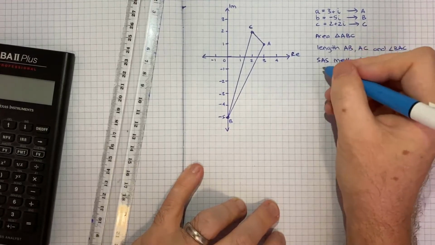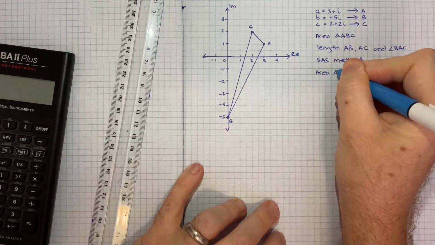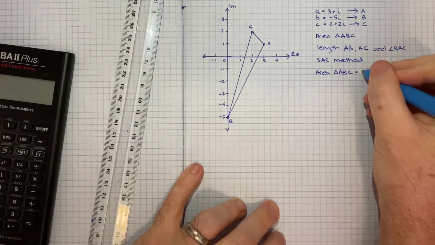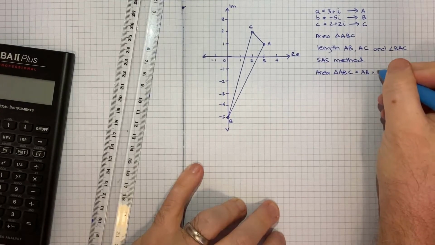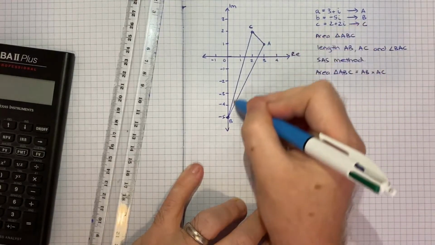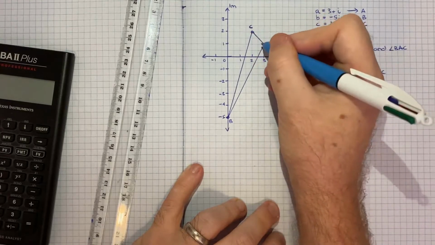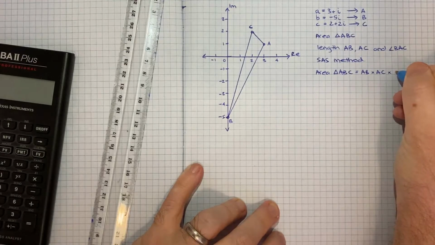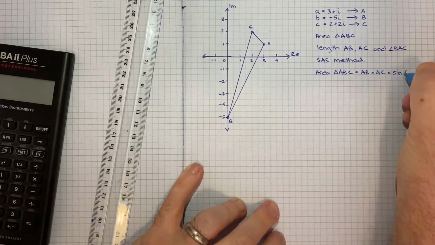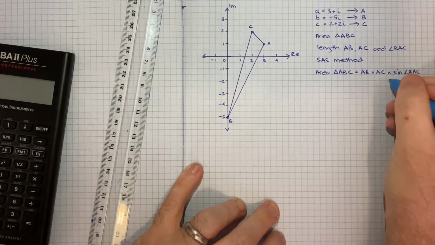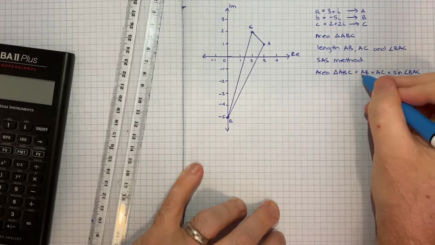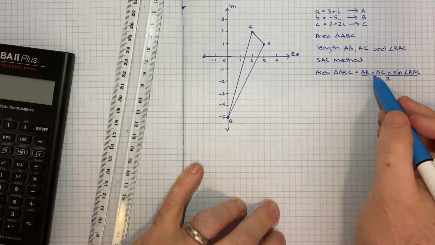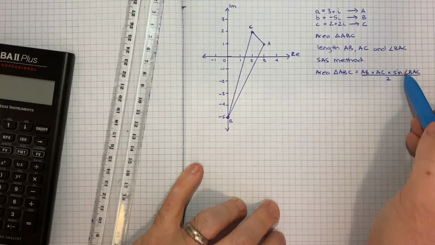So that tells us that the area of triangle ABC will be equal to the length of AB times the length of AC times the sine of the angle between them, BAC, all divided by 2. So that's what we're working towards. We just need to find these ingredients.